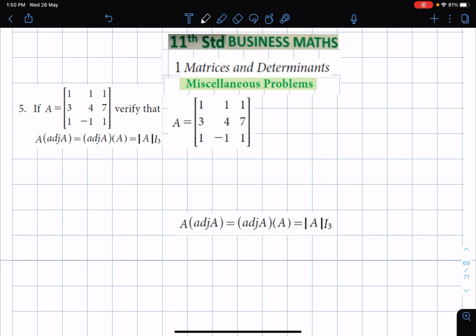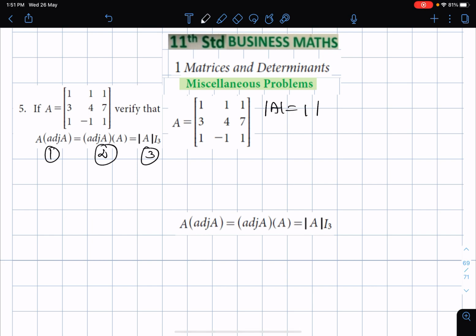In miscellaneous problems, problem number 5, they are given a matrix A and they asked us to verify A into adjoint A equal to adjoint A into A is equal to determinant A into I3. So we are going to prove three things, first, second and third. First we'll find out determinant A and then we will proceed with the others.